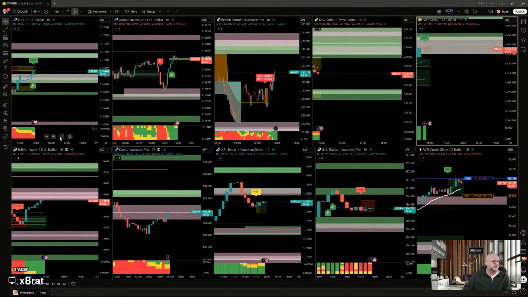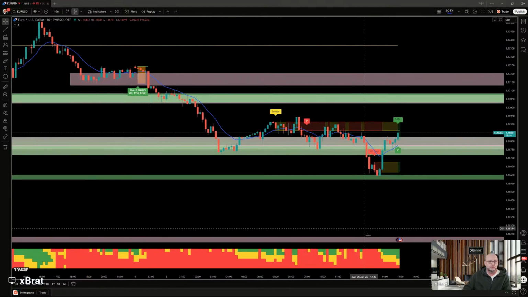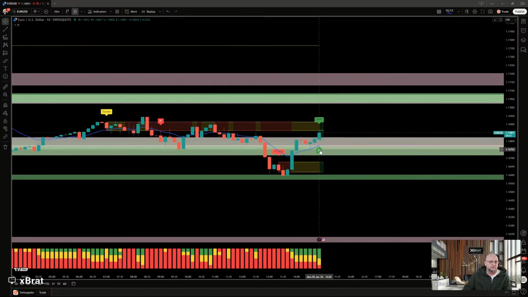And again, we're the same on euro US dollar here. We do have a 5-star buy forming on the xBrat algo here as well. So could be good there. Usually gold and euro US dollar go the same direction as well. So we've got to be careful here.